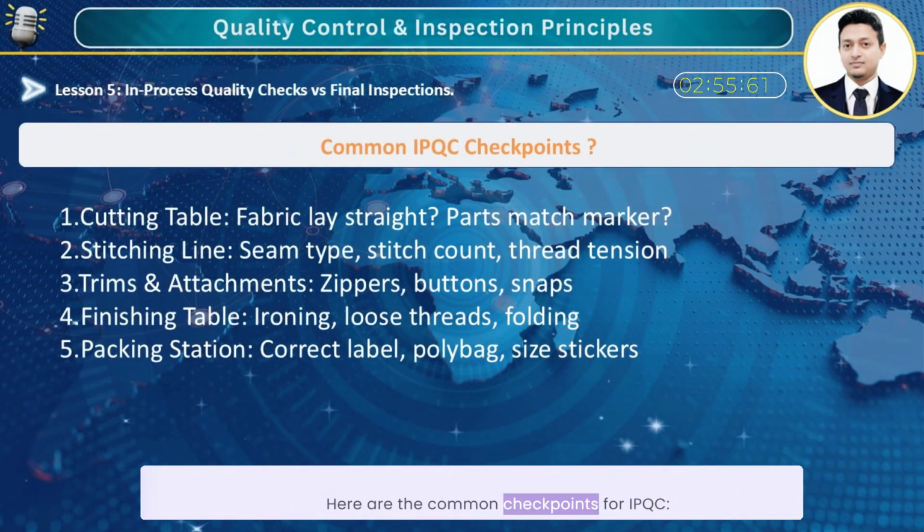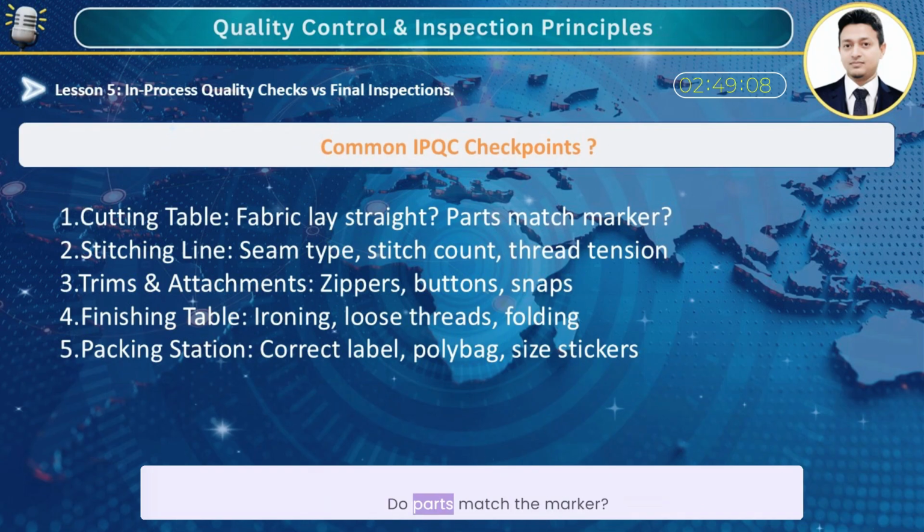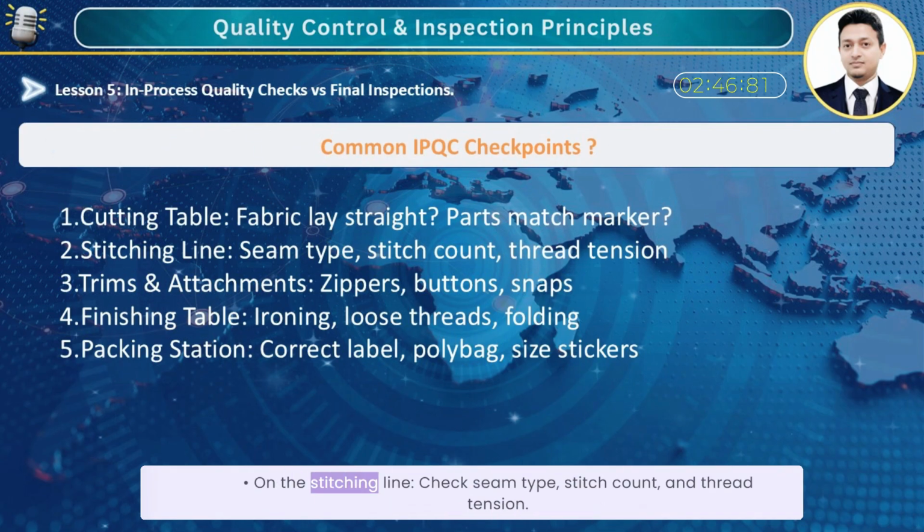Here are the common checkpoints for IPQC. At the cutting table, is the fabric laid straight? Do parts match the marker? On the stitching line, check seam type, stitch count, and thread tension.